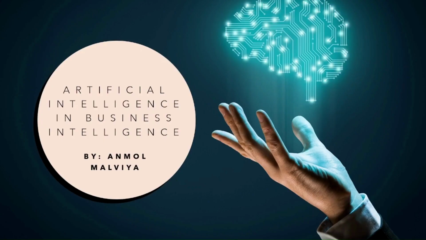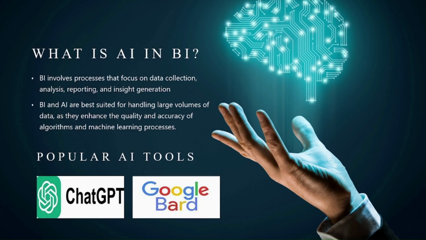Today in this video we are going to discuss artificial intelligence in business intelligence. So AI is fundamentally transforming how we operate and the world around us. And working as data professionals, we have many tools that allow us to work more quickly and intelligently than ever before. So what does this actually mean? What is AI in BI? That is, what is artificial intelligence in business intelligence?